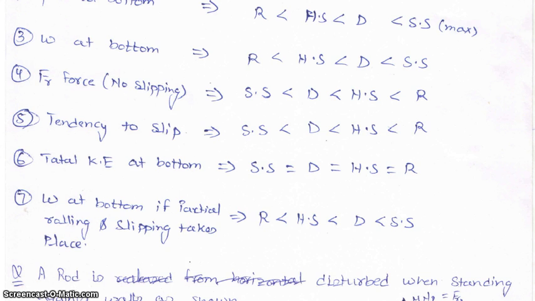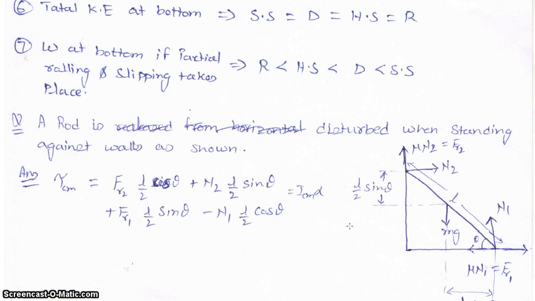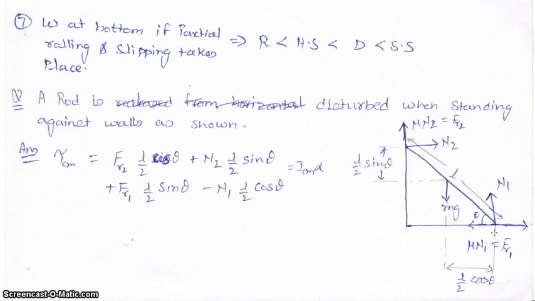The last example is a rod standing at an angle theta with a wall and it's just about to slip. In fact, let's assume it is slipping, so we have to find its angular acceleration. So what I did, I showed the forces: N2 from the wall, mu N2 in upward direction as this point is slipping downward, N1 in upward direction, and this point is slipping in forward direction, so friction on it will act in backward direction. So just look at the diagram very carefully.